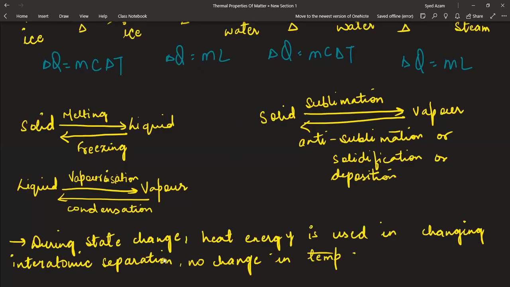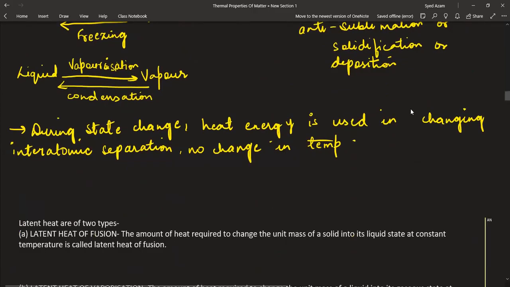Then it says that during a state change, heat energy is used in changing the interatomic separation. There is no change in temperature. Basically, heat is provided and this interatomic separation increases. This is what it is saying here. That's why there is a change in the state.